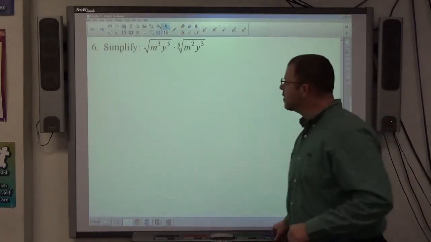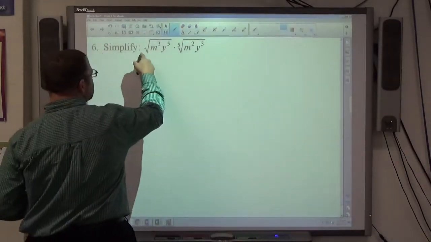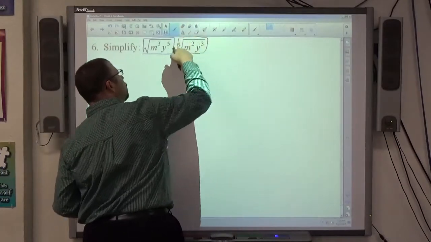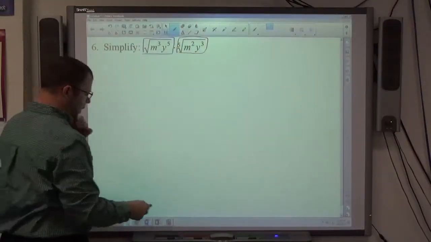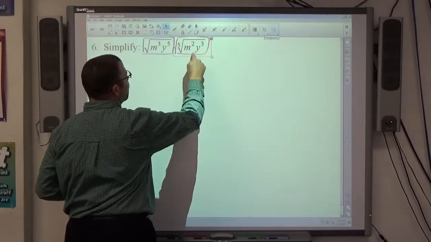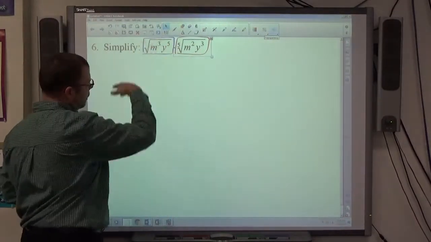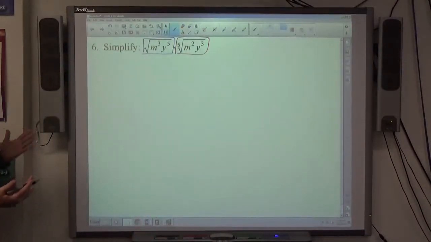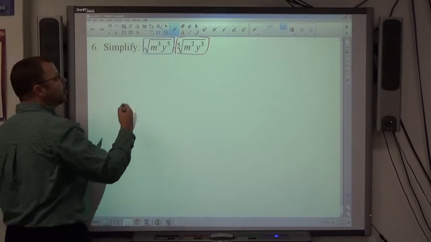Number 6, simplify. We have a radical 1 being multiplied by radical 2. And I am going to have this raised dot to make sure that it is very obvious that that 5 does not belong to that y. That y is to the 5th all by itself. And our first job when we see radicals being multiplied together is to get them out of the radical form, get them into fractional power form.